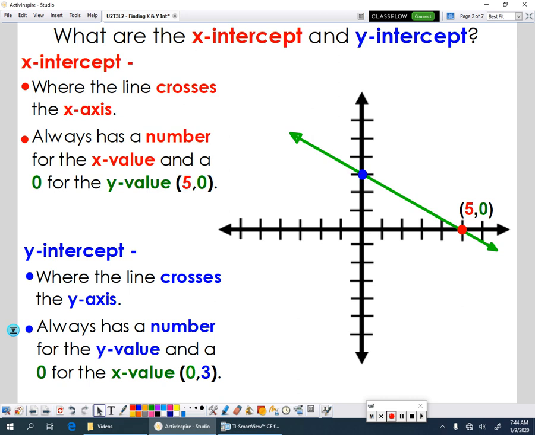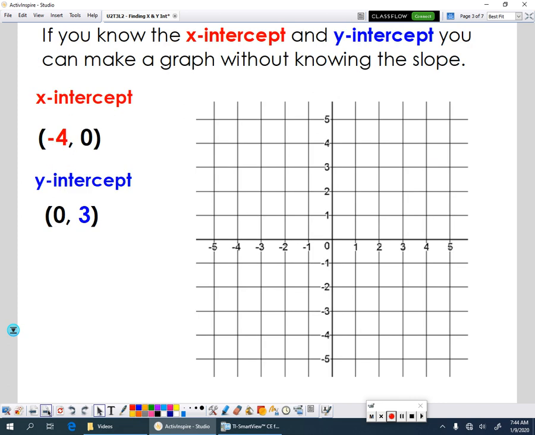So your y-intercept will always have a number value for y, but your x value will be your 0. So again, if you look at this, its ordered pair is 0, 3. Now, x and y intercepts can be really helpful when we're graphing. We can graph without knowing our slope if you know your x and y intercept.